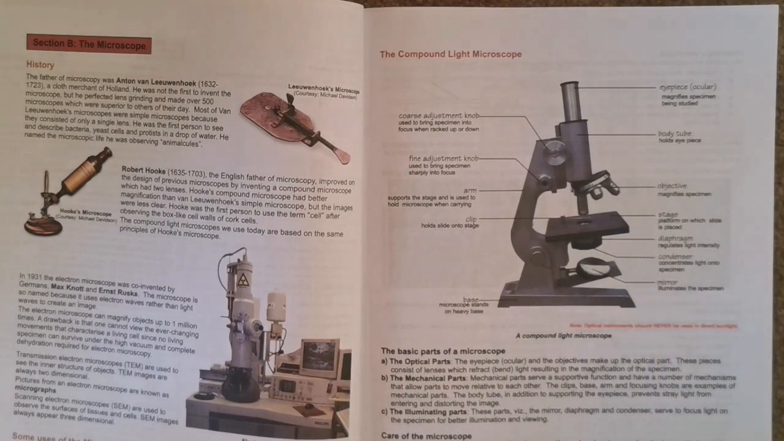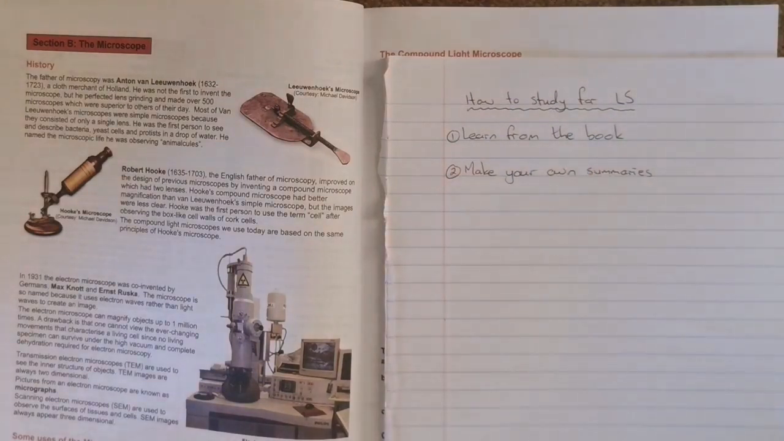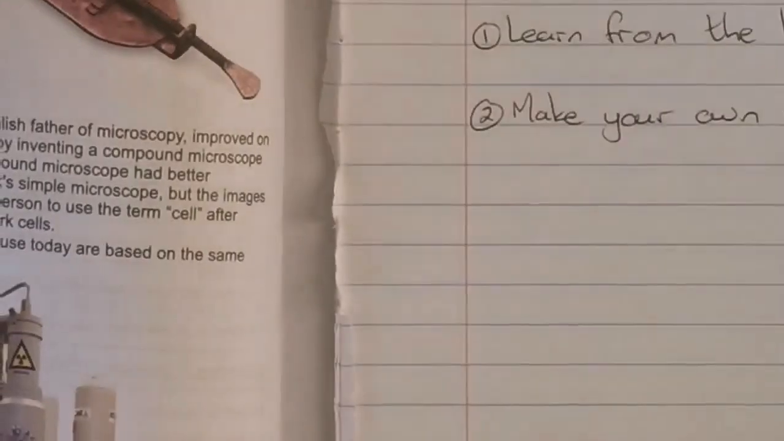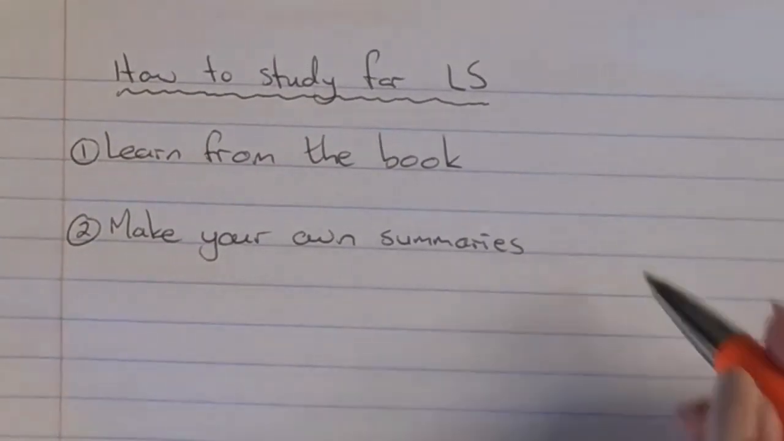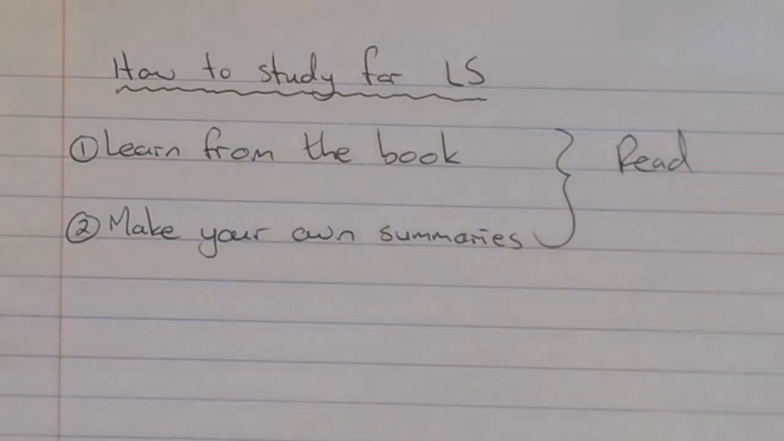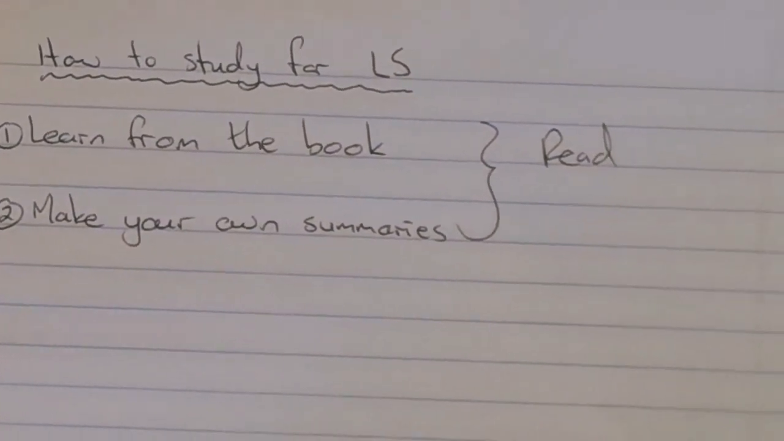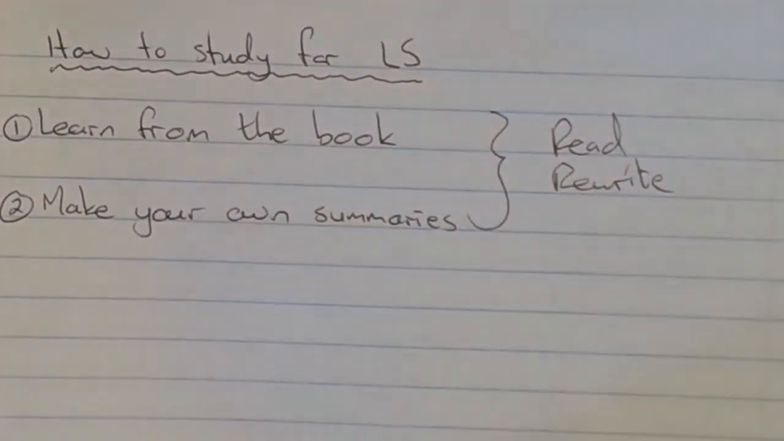Now, first of all, when I said learn from the book or make your own summaries, in both those instances, there's something that is very, very important that you always need to do. Whether you make your own summaries or you learn from your book, you need to do the following. You have to, in both these cases, read whatever was written down. So whether it's your own or from the textbook, you're going to read it. What you're going to do shortly after is you're going to rewrite whatever you've read.